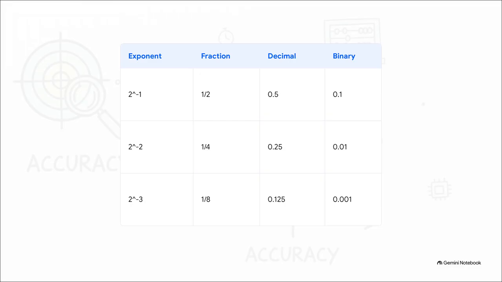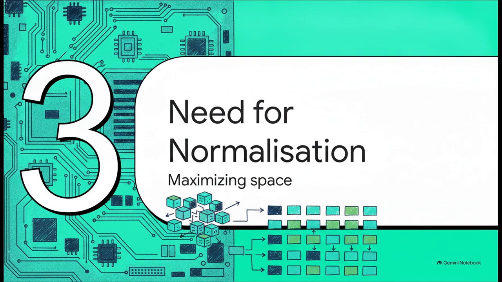If we look under the hood, binary numbers represent fractions based strictly on powers of 2. So binary place values are broken down into halves, quarters, eighths, sixteenths, you get the idea. A binary 0.1 is exactly 1/2, or 0.5 in decimal. A binary 0.01 is a quarter, or 0.25. The computer actually has to piece together every single fractional number you give it by adding up these specific, rigid binary fractions. Which brings us to Section 3, the need for normalization.